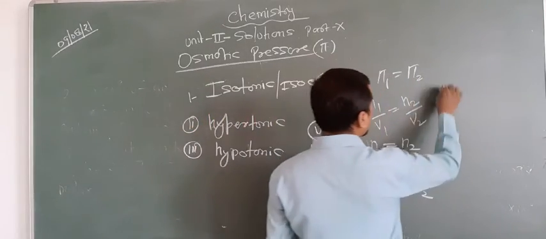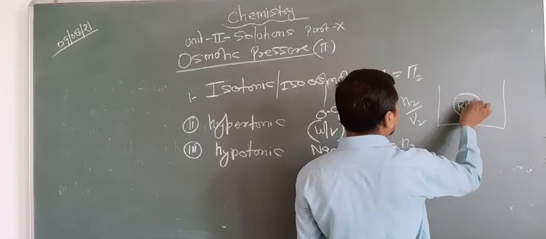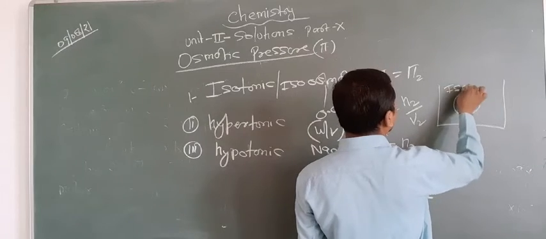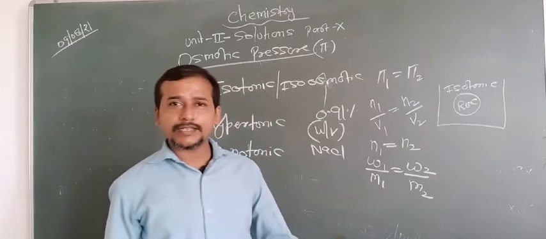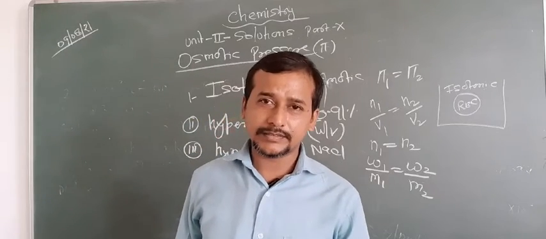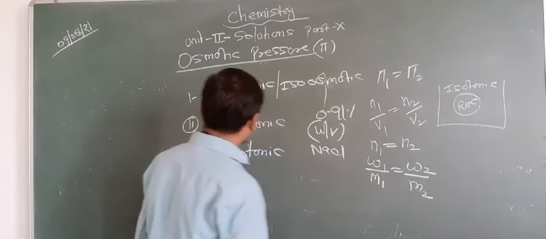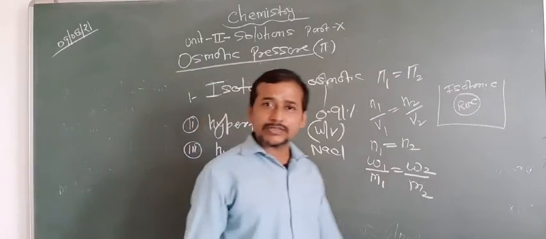So just like if you put a blood cell, okay, this is the blood cell, you can say RBC, and this is the isotonic solution. In that condition, the blood cell neither swells nor shrinks. That means nothing is going on in the blood cells. Now what happens in the hypertonic? Hypertonic means higher osmotic pressure than the particular solution.